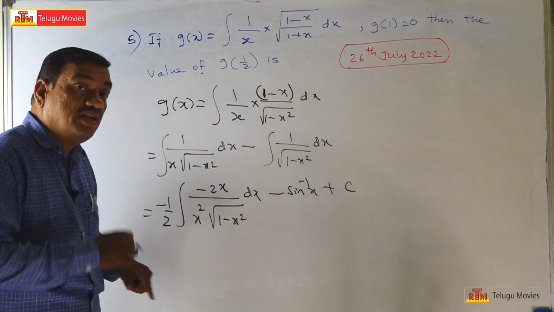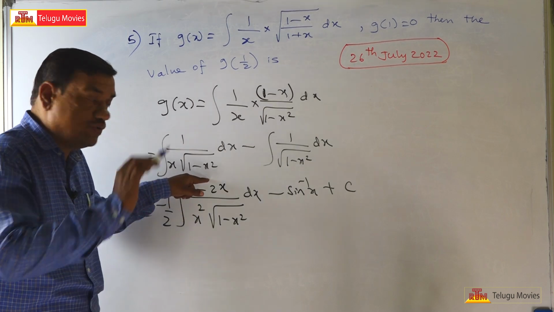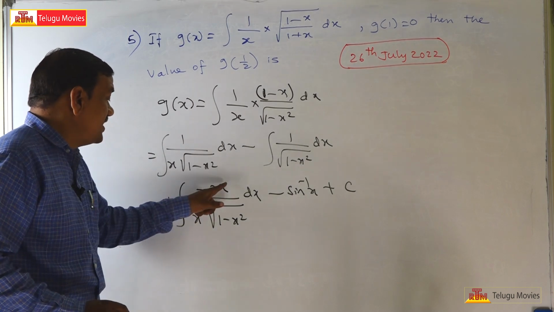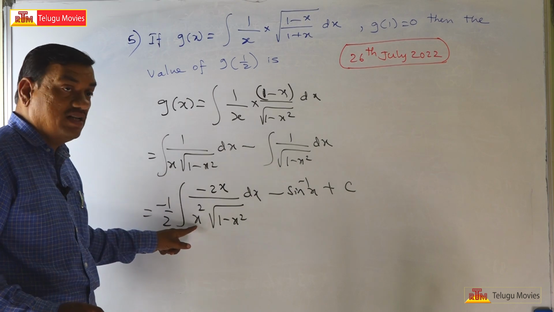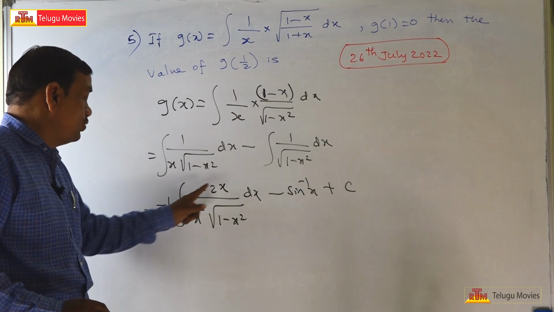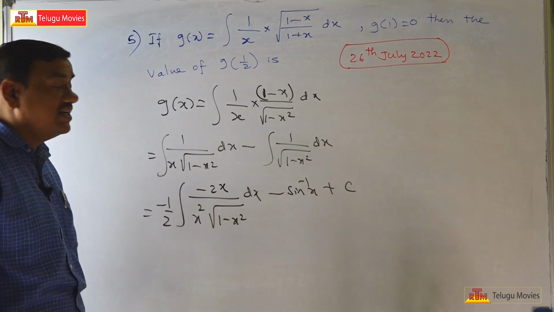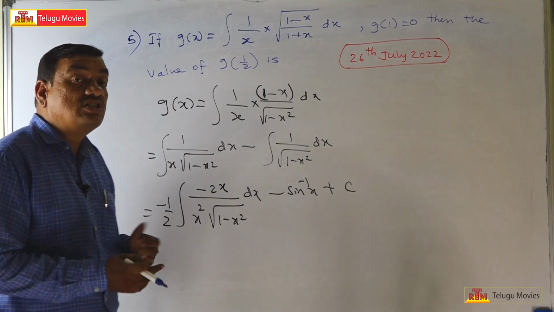1 minus x square derivative is minus 2x. I wrote minus 2x in the numerator. Right here, x will get cancelled, your x remains here, minus minus plus, here 2 is there, 2 also gets cancelled. Why? It means we are going to make it into a substitution method.